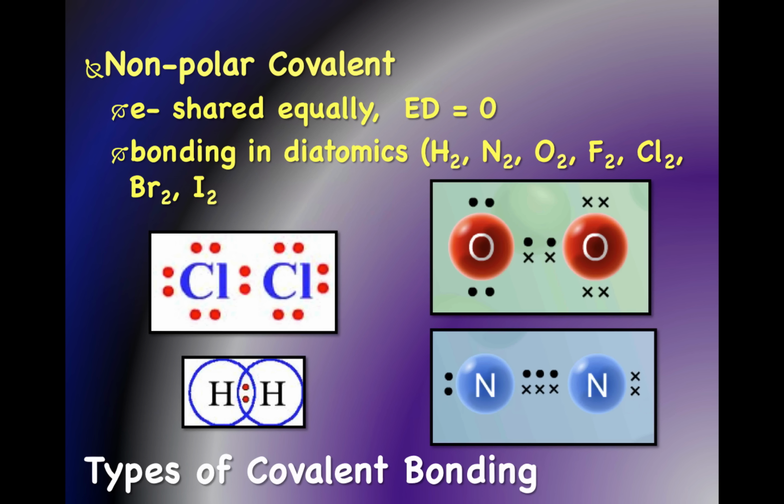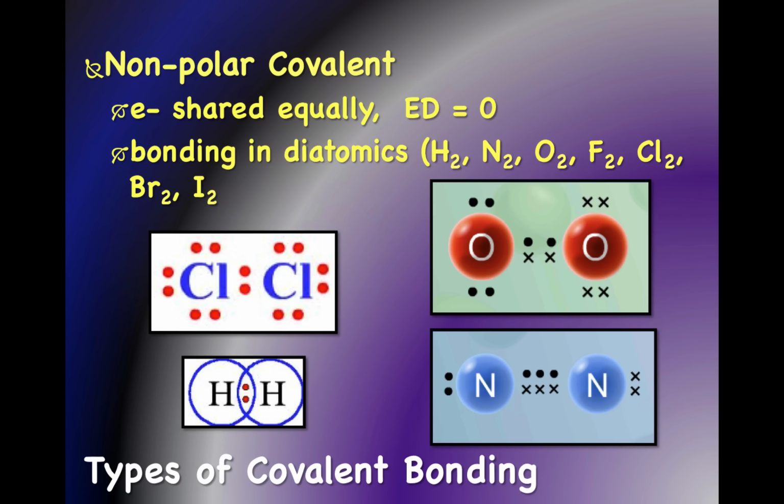Now let's look at the 2 different types of covalent bonds. The first type is called a nonpolar covalent bond. In a nonpolar covalent bond, the electrons are shared equally. In order for the electrons to be shared equally, each atom involved in the bond must have the same electronegativity. The diatomic elements all form nonpolar covalent bonds.